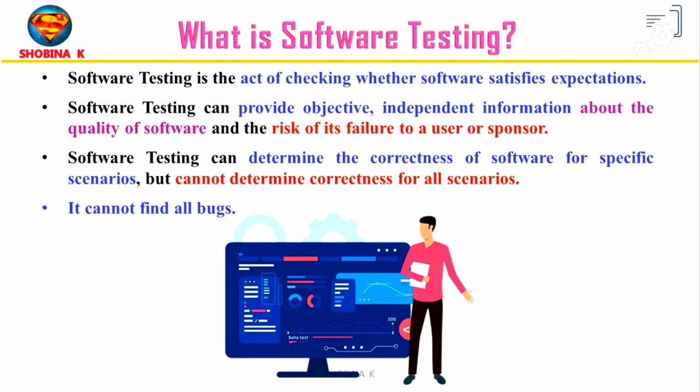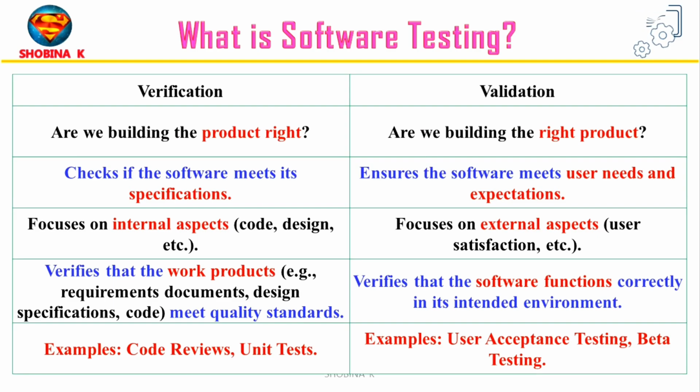Software testing can determine the correctness of software for specific scenarios. However, it cannot guarantee correctness for all possible scenarios. Also, it is impossible to find all bugs through software testing. Software testing is divided into two processes, which are verification and validation. The verification process makes sure that we build the software correctly, whereas validation ensures the software meets the user needs.